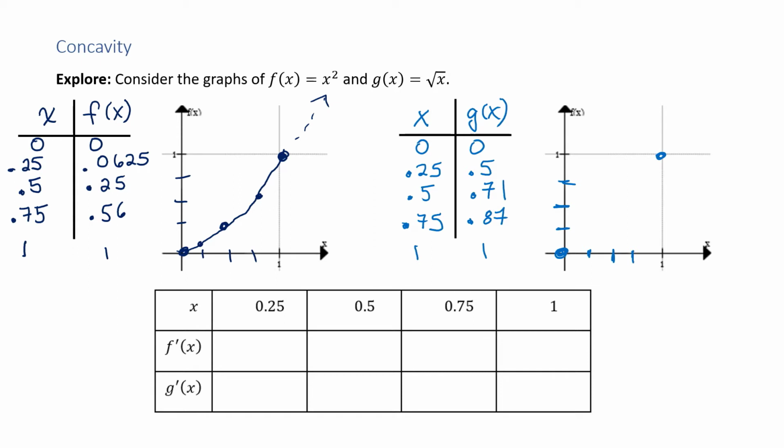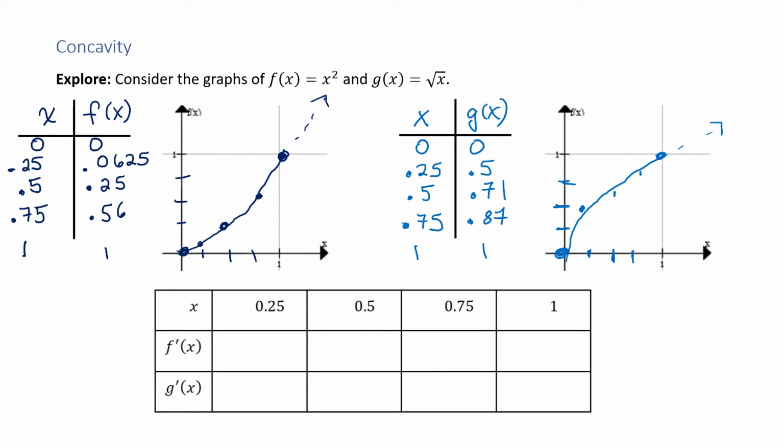At 1/4, that's 0.25, takes us to a half. At 0.5, it's about 0.71, and at 0.75, it's 0.89. We connect those, and notice that it's increasing, but the shape is rather different on both of these, right?